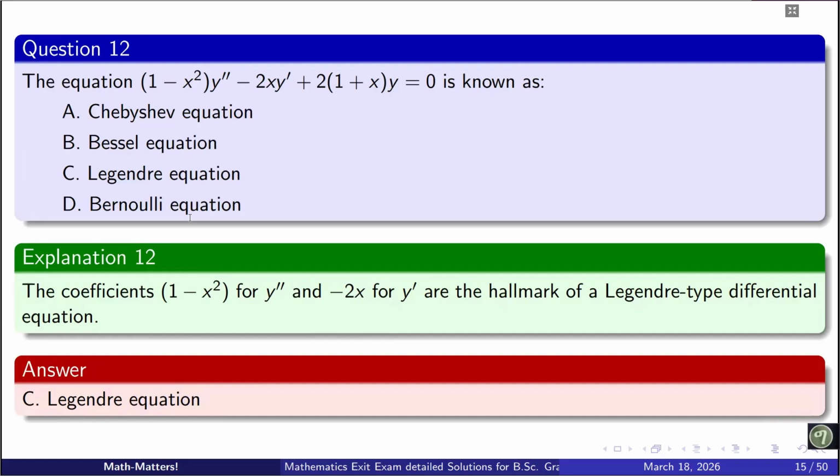So, as an exercise, or simply just to refresh you, just to test yourself, please justify the form of Chebyshev equation, Bessel equation, and Bernoulli equation.